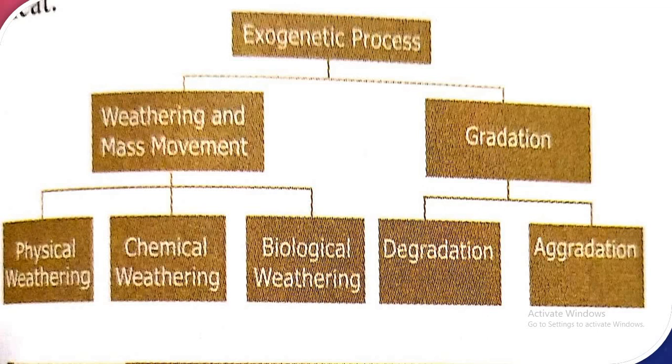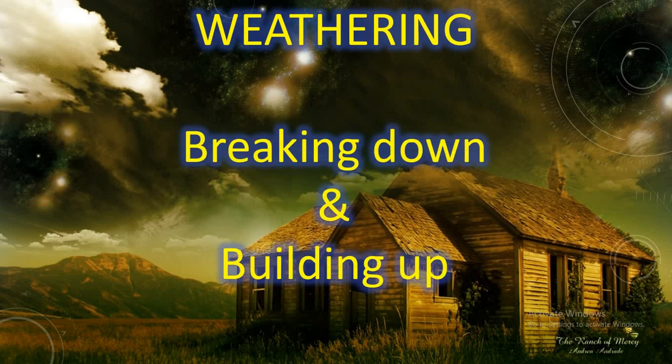What do you mean by weathering? Weathering is a process of breaking down and building up. What do you mean by breaking down and building up? Here we talk about the Earth's outer surface, especially the rocks, the types of rocks, okay? Weathering is the breaking, disintegration and decomposition of materials of the Earth's crust by exposure due to climatic changes or chemical or physical changes, and also the exposure to the atmosphere.